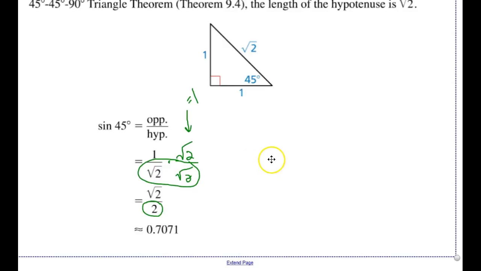So now I also have to find the cosine of 45 degrees. So now I'm dealing with the cosine of this angle, and I know that the cosine is the adjacent, so the side next to it, over the hypotenuse.